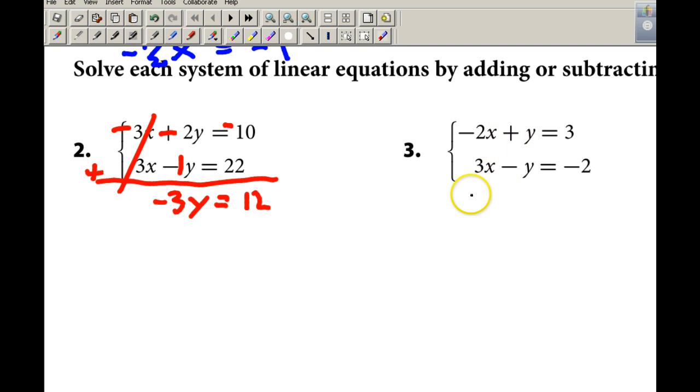But the first thing you want to do is like, okay, number 3, hey, that's already a +1, -1, it eliminates, I don't have to do any changing of signs.